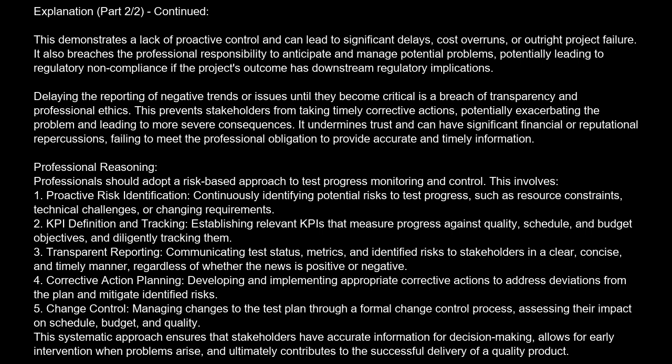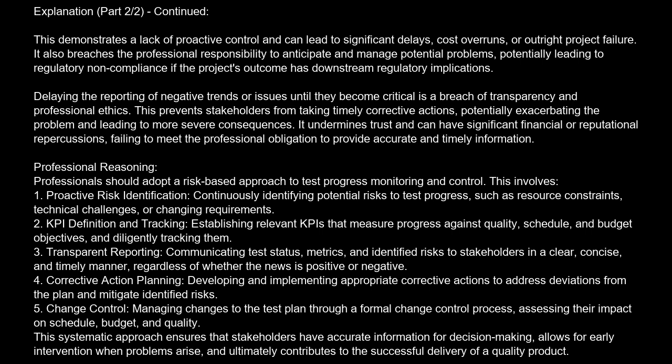Professionals should adopt a risk-based approach to test progress monitoring and control. This involves: 1. Proactive risk identification, continuously identifying potential risks to test progress, such as resource constraints, technical challenges, or changing requirements. 2. KPI definition and tracking, establishing relevant KPIs that measure progress against quality, schedule, and budget objectives and diligently tracking them. 3. Transparent reporting, communicating test status, metrics, and identified risks to stakeholders in a clear, concise, and timely manner, regardless of whether the news is positive or negative.